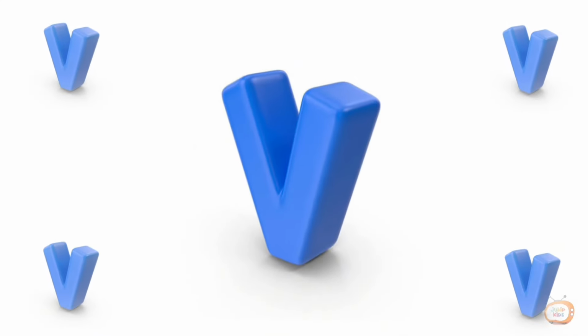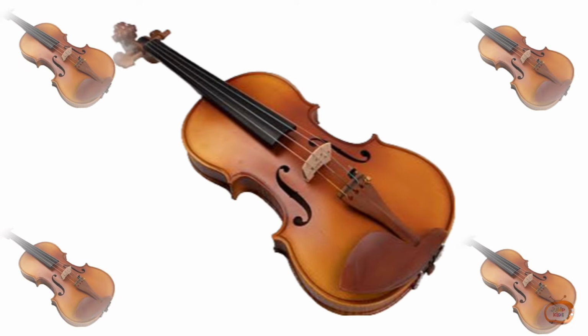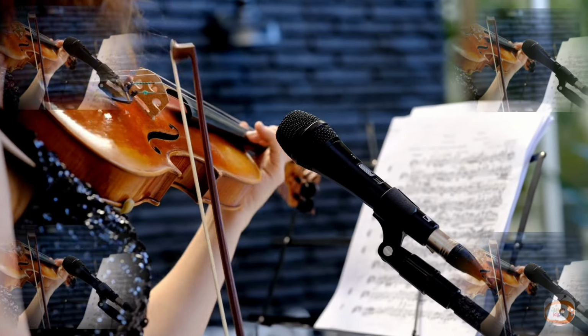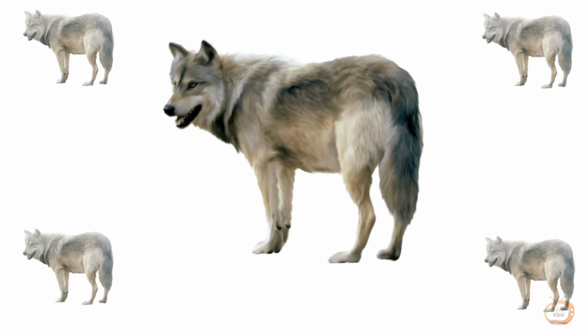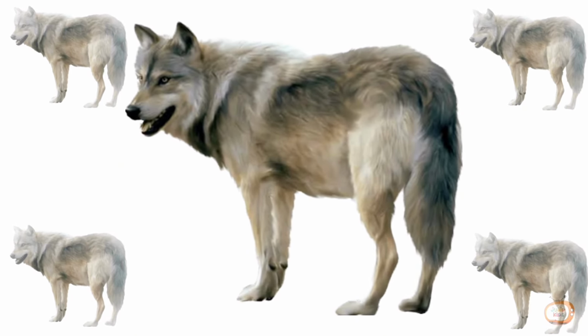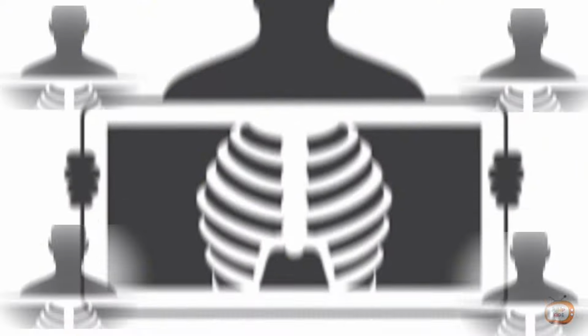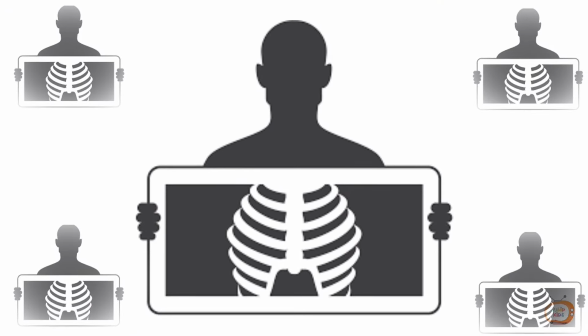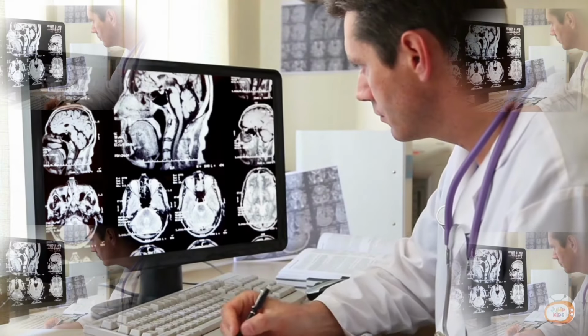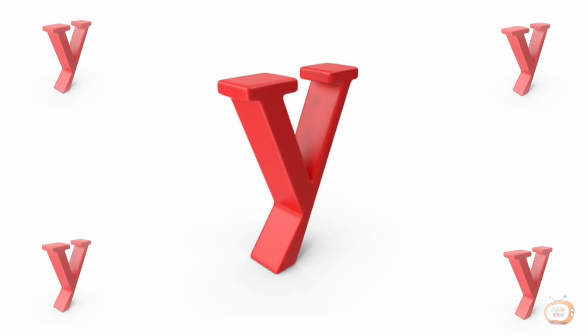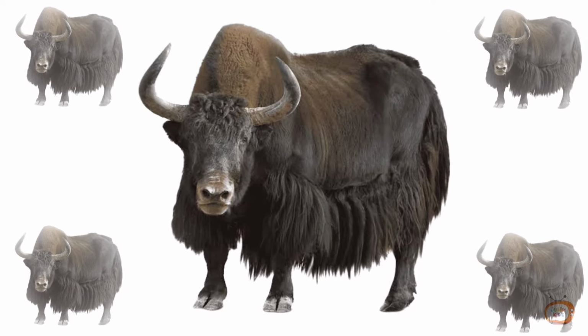V is for violin, V, V, violin, V is for violin. W is for wall, W W wall. X is for extra, x x extra, x x extra. Y is for york, y y york.